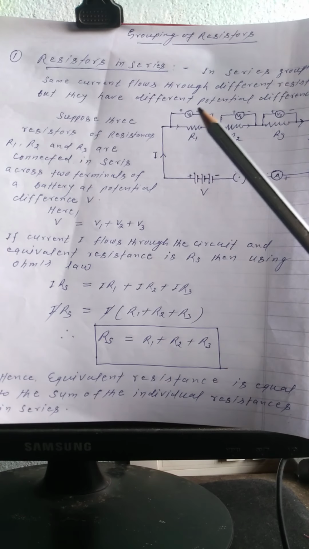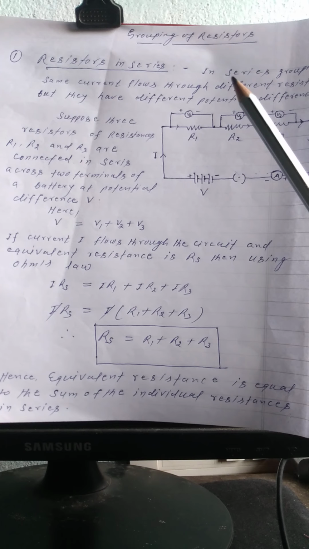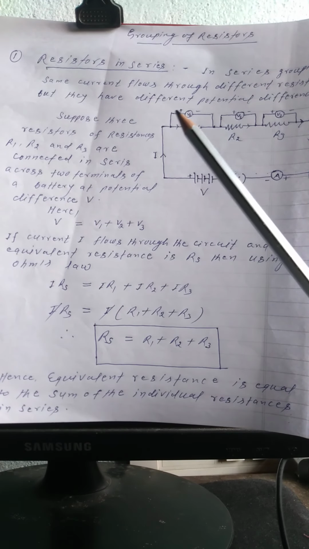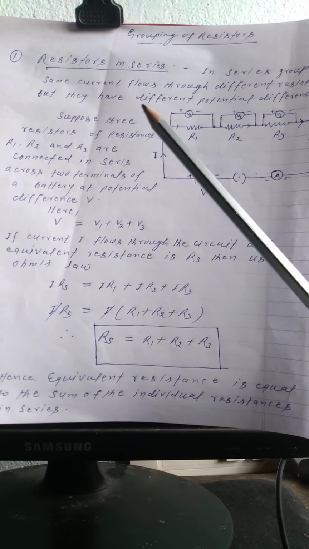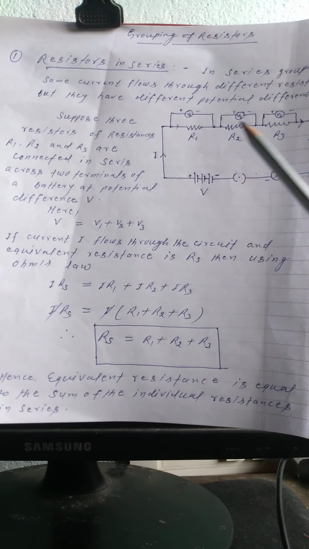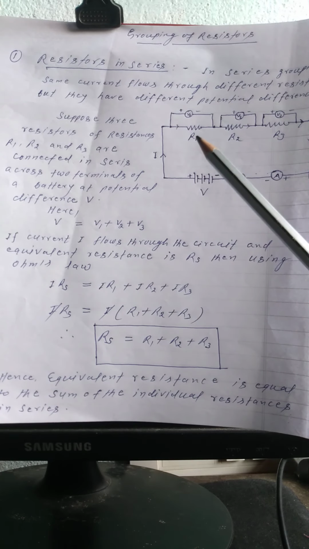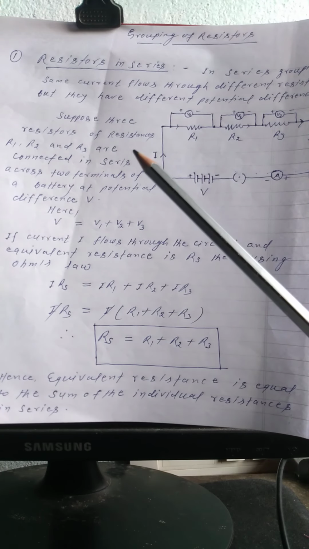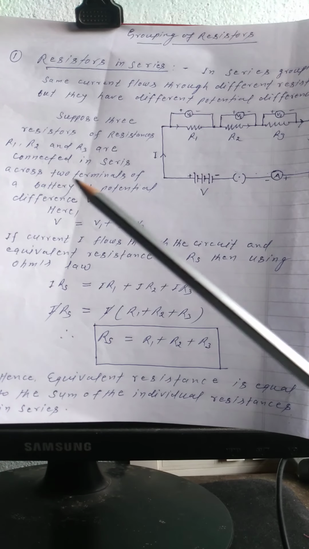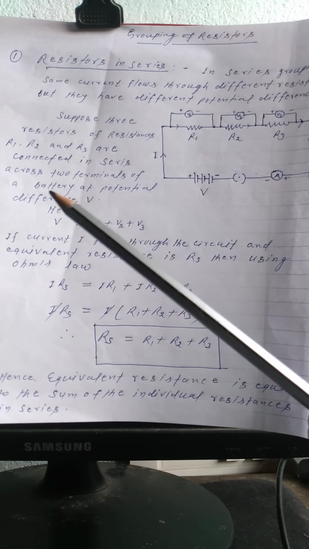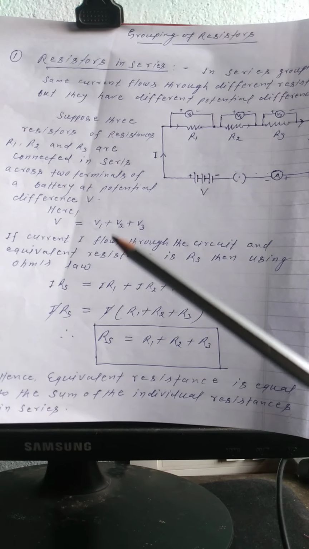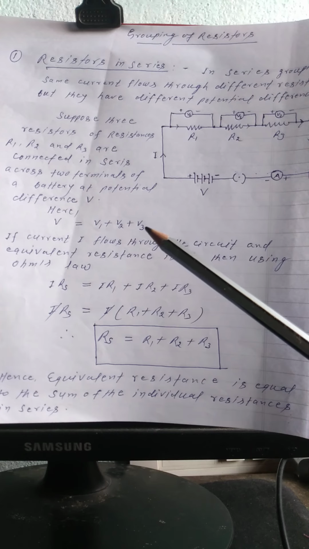Now grouping of resistors. So resistors in series. In series grouping, the same current flows through different resistors, but they have different potential differences. Now suppose 3 resistors of resistances R1, R2 and R3 are connected in series across 2 terminals of a battery at potential difference V. Here V is equal to V1 plus V2 plus V3.